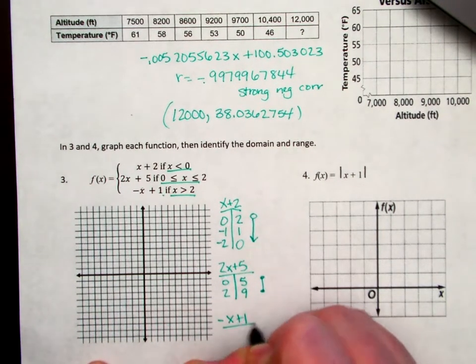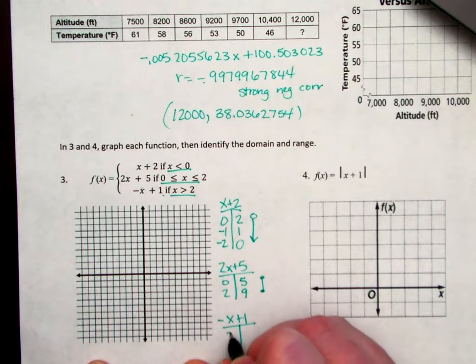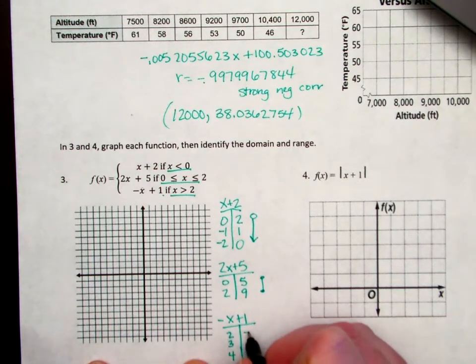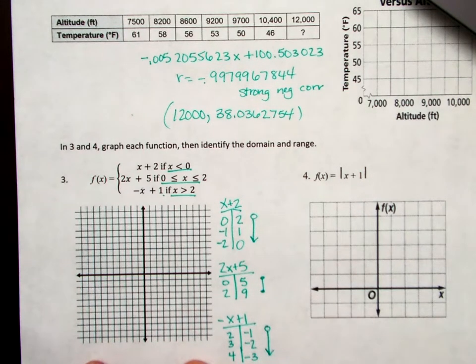Negative x plus 1. I have 2, 3, and 4. So 2, plug it in, I get negative 1. Plug in negative 3, I get negative 2. Plug in 4, I get negative 3. This is an open circle, and I'm going to connect all these.